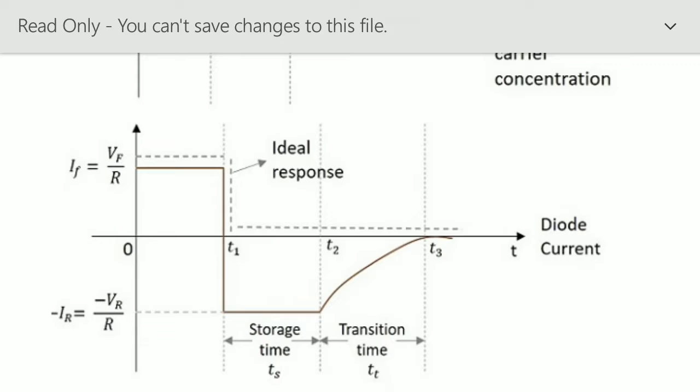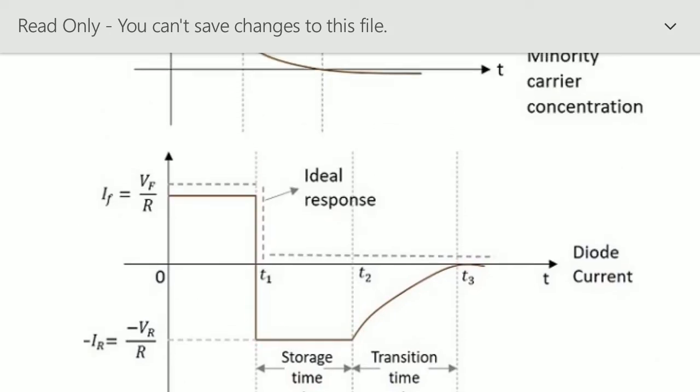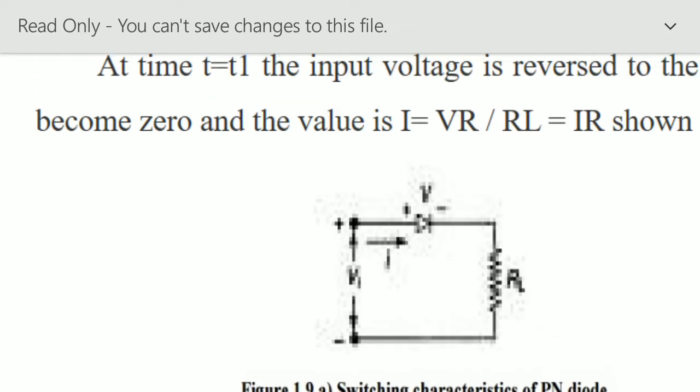Now a very important definition is the reverse recovery time. Reverse recovery time is the addition of the total duration of the storage time and the transition time, that is, from T1 to T3. That is a major drawback of the diode. To eliminate this reverse recovery time, we have to take some steps. We will discuss what the steps are.